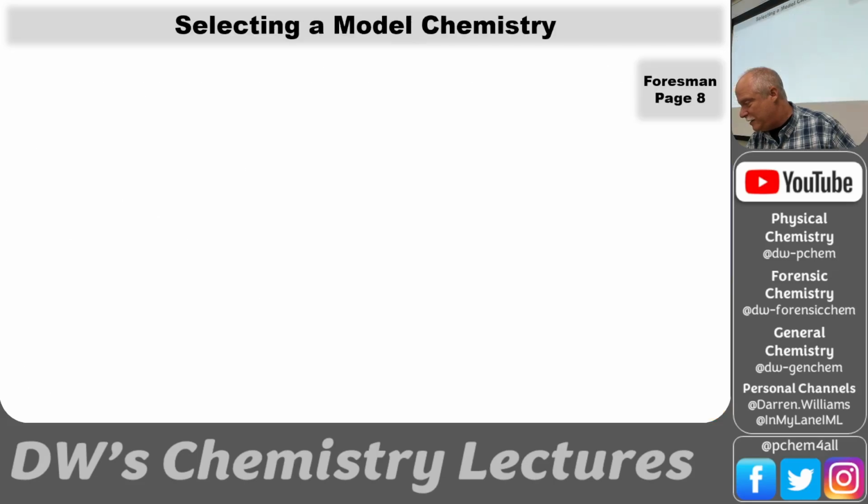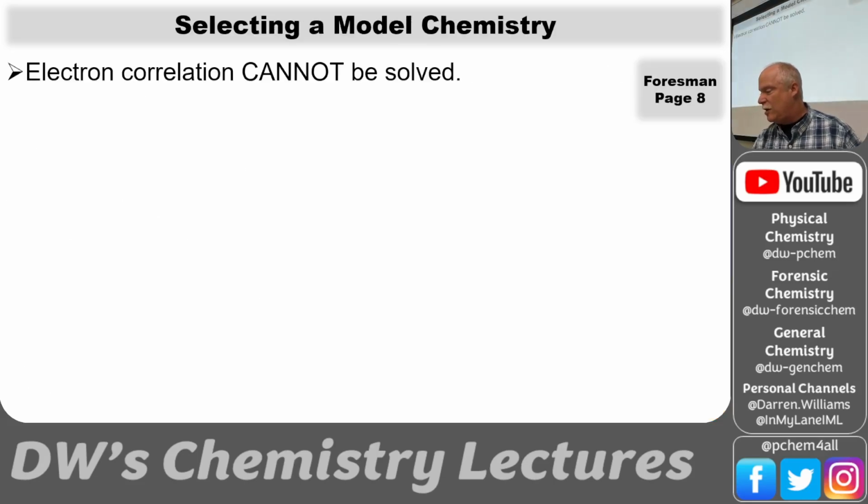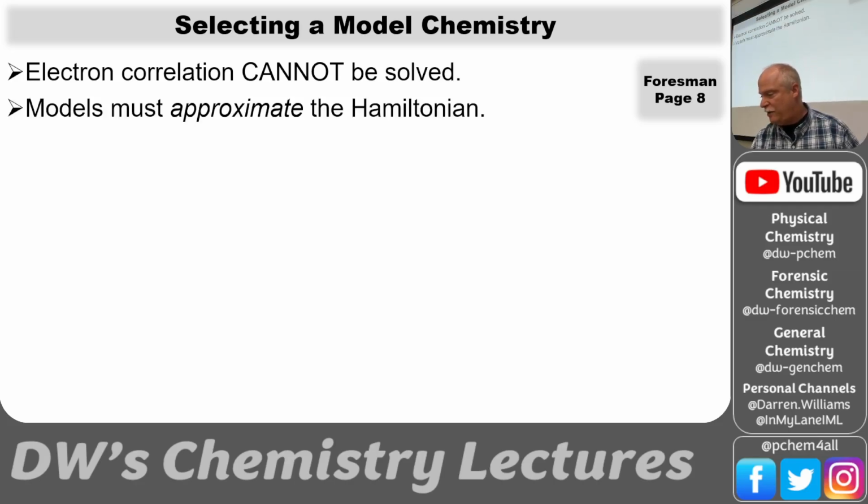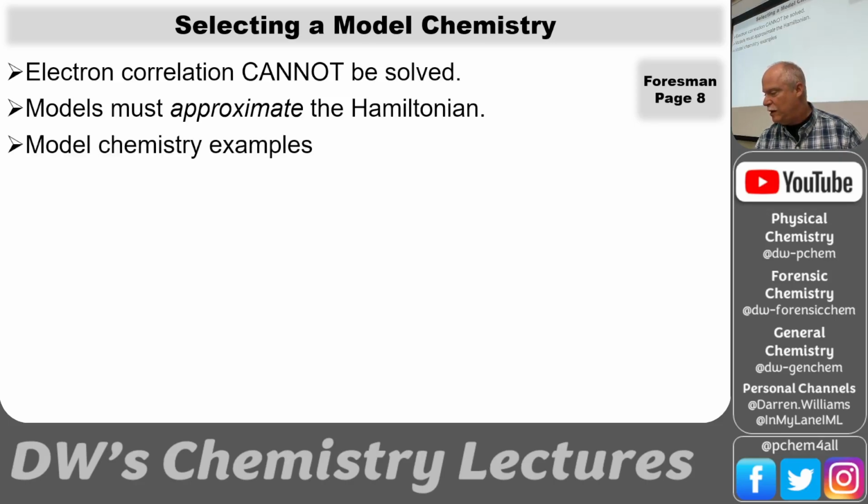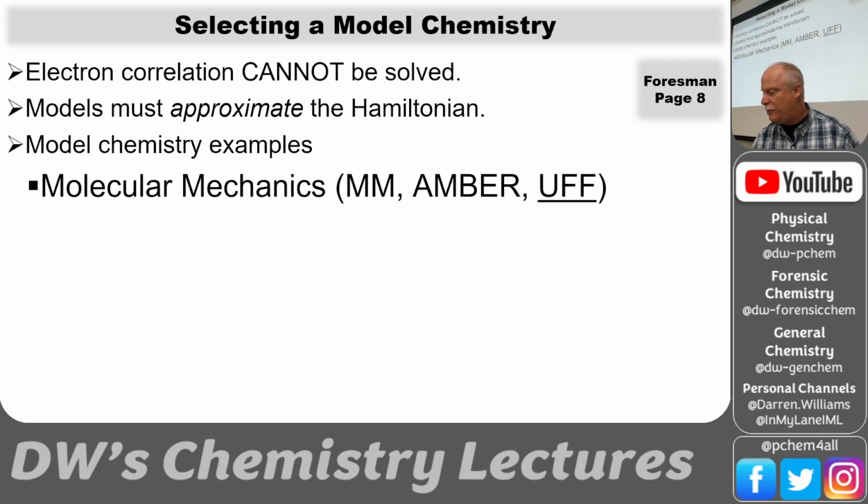Okay. So this is how we select a model chemistry. Since the electron correlation cannot be solved, we have these approximate solutions to the Hamiltonian. So the model chemistry examples that we'll go through are like molecular mechanics. This UFF stands for universal force field. I've underlined the one that I would use. These are all options, but I tend to use the UFF model.